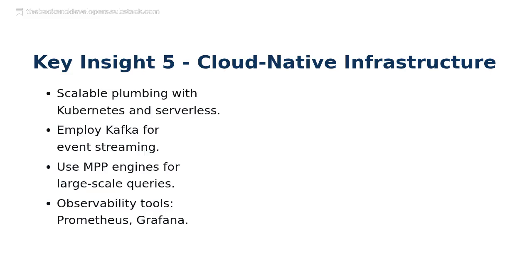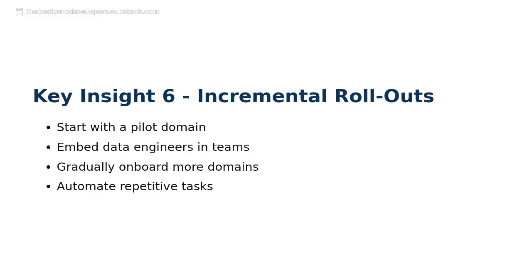Starting with a pilot domain allows teams to gather practical insights and refine processes. Embedding data engineers within product teams fosters collaboration and accelerates development. As confidence builds, gradually onboard additional domains using established governance blueprints. Finally, automating repetitive tasks ensures efficiency, allowing teams to focus on innovation and value delivery.